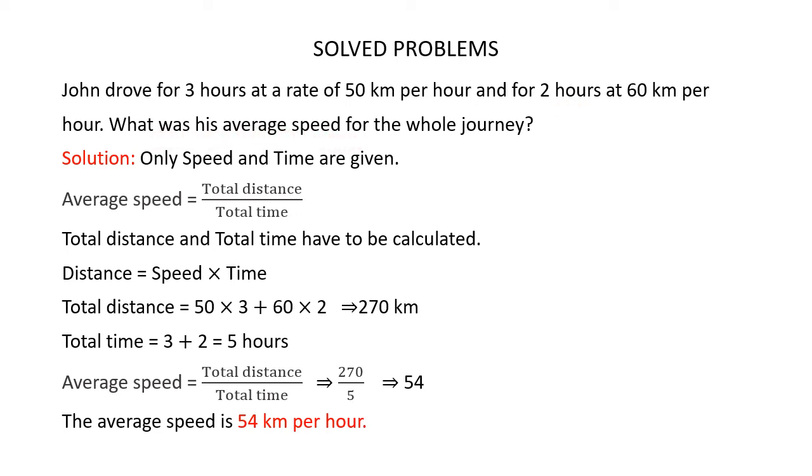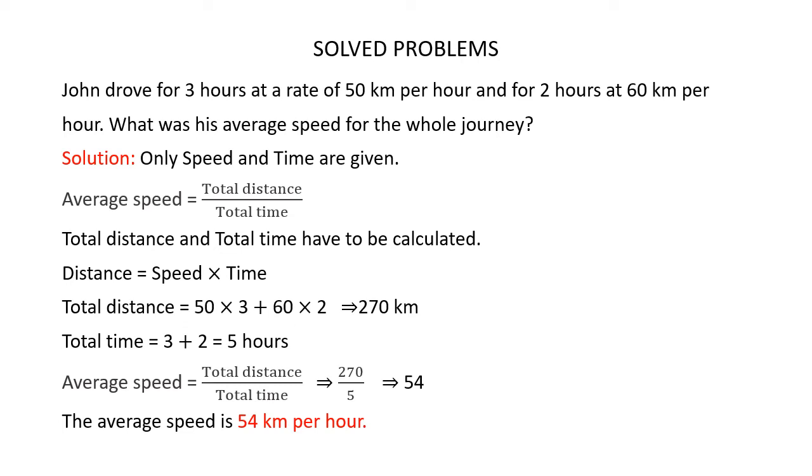Now here in this problem, only speed and time are given and we are asked to find the average speed for the whole journey. So when only speed and time are given, then average speed can be calculated using the formula: average speed is equal to total distance divided by total time. So if we know the total distance and the total time, then the average speed can be easily calculated.